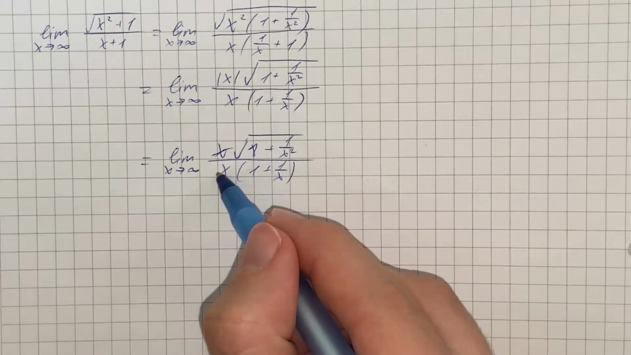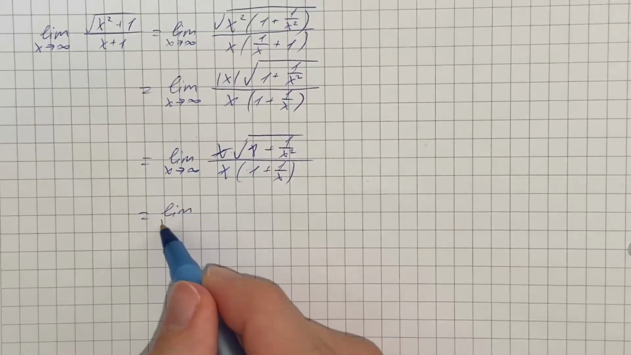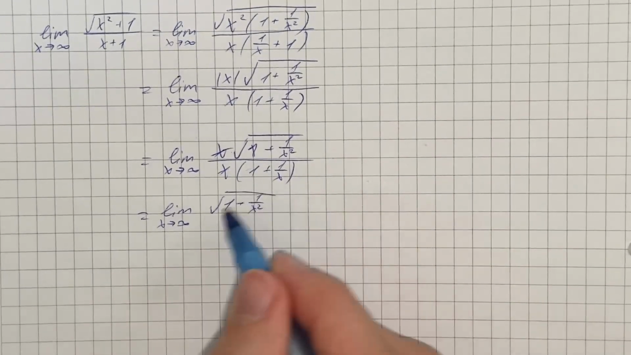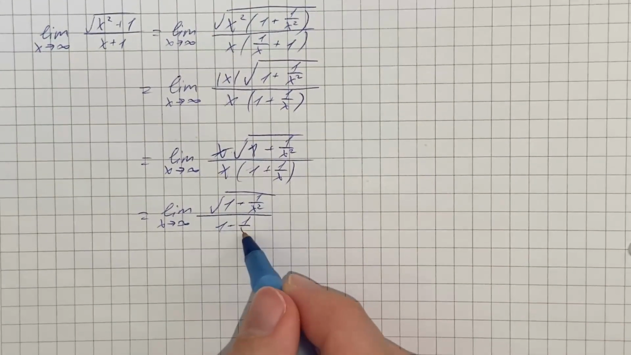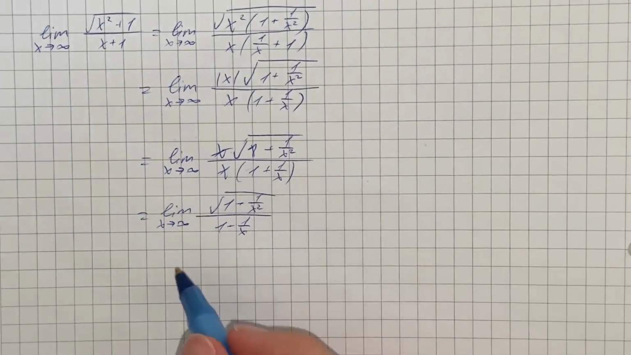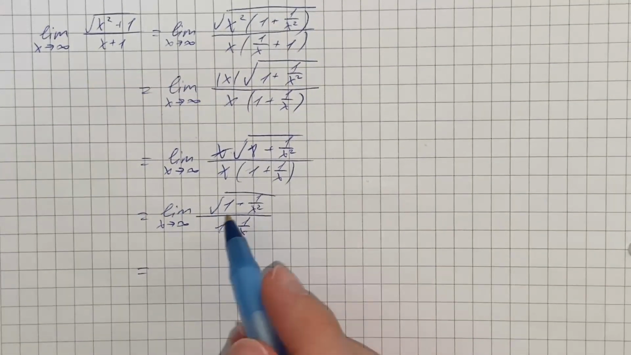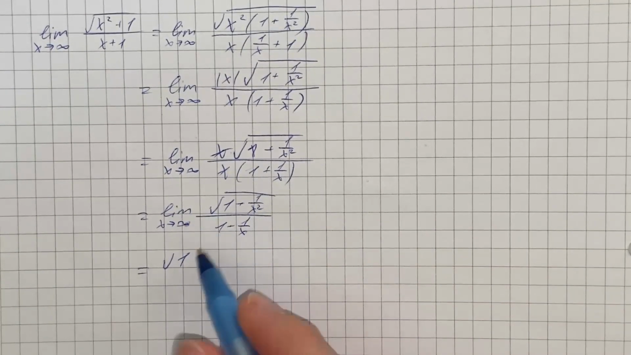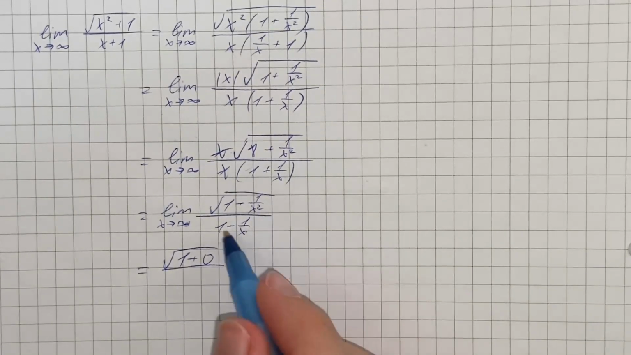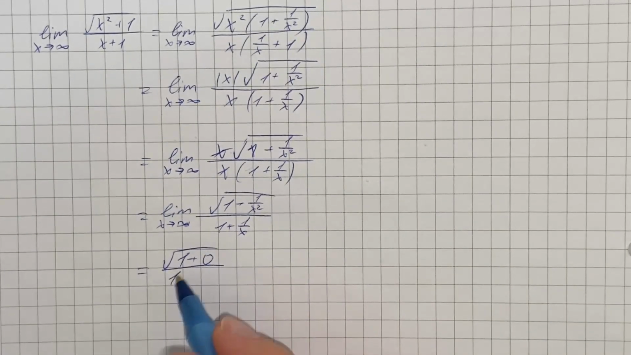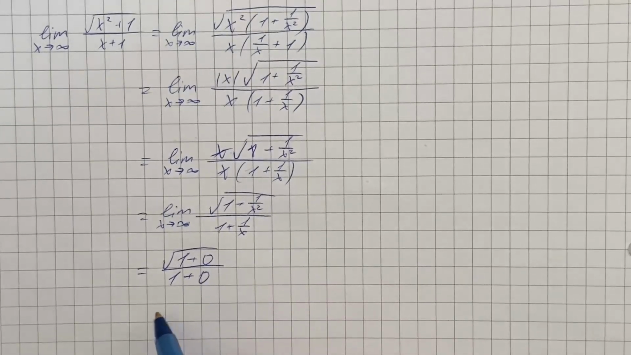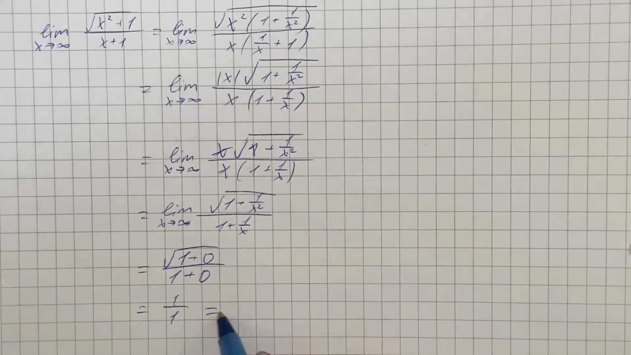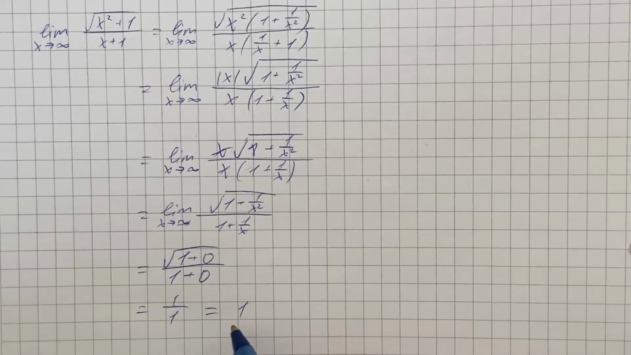So we cancel out x and we get limit as x approaches infinity of square root of 1 plus 1 over x squared, over 1 plus 1 over x. So now we apply the limit and we substitute x by infinity, and we get square root of 1 plus, when we divide 1 by infinity, we get 0. And the same we have in the denominator, so that's 1 plus 0. Therefore, that's going to be 1 over 1, or just 1. So that's the value of the given limit.